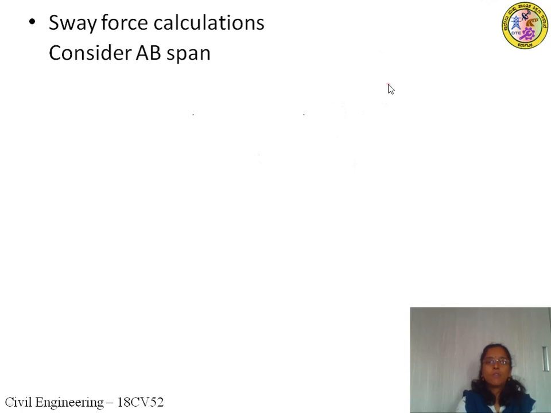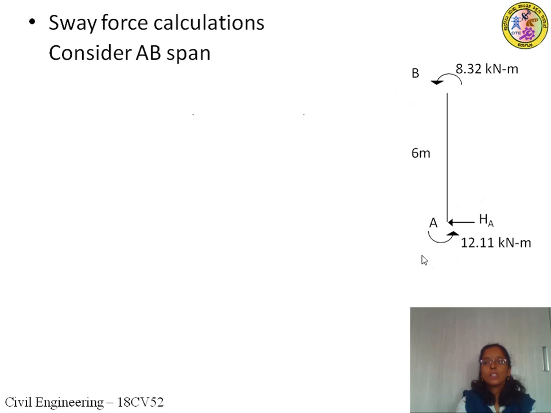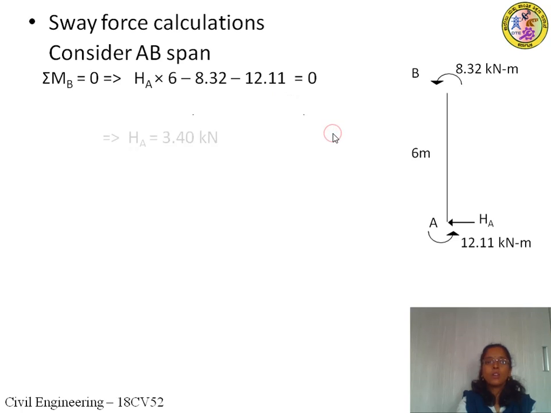So let us consider the vertical member AB along with the assumed sway moments. Let us assume the direction of horizontal force HA like this and apply sigma MB equal to 0. So HA is inducing a clockwise moment about B, therefore HA into 6, and then this anti-clockwise moment of minus 8.32 and this anti-clockwise moment of minus 12.11. So HA into 6 minus 8.32 minus 12.11 equals 0. That gives a horizontal reaction of 3.4 kilonewton.